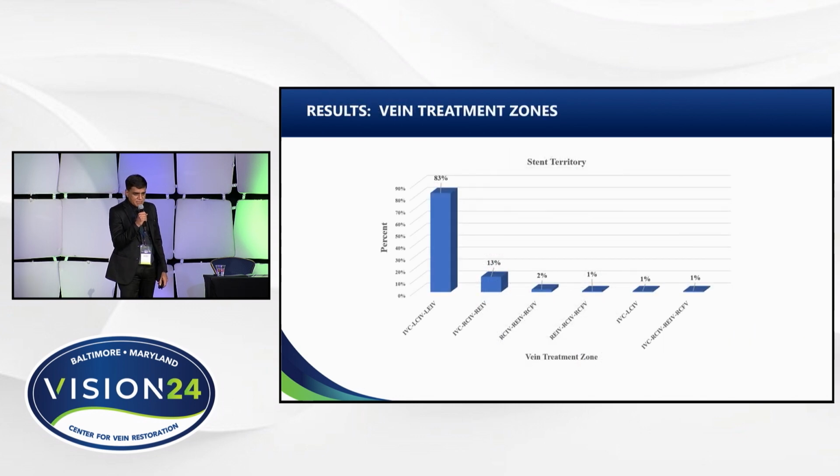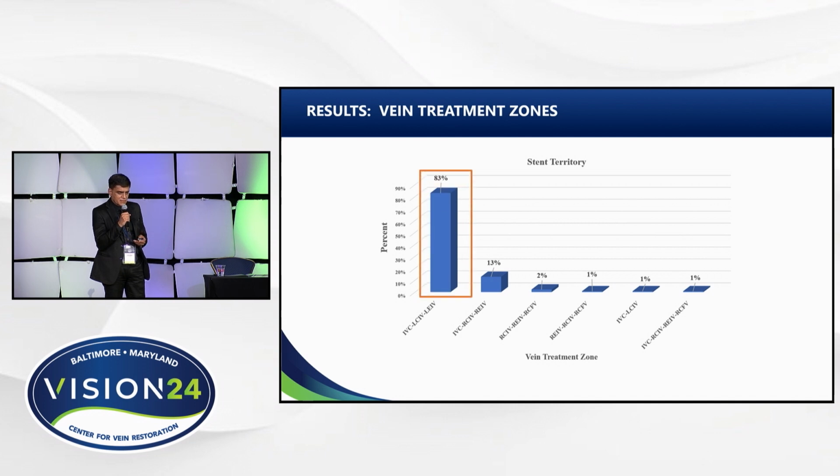So coming to the stent territories, meaning which part of the vein was stented, a majority of these patients underwent stent placement on the left side. The stent extended proximally into the inferior vena cava and distally into the left external iliac vein in 83% of these patients. About 13% of the patients had right-sided stenting, and then the remainder breakdown is given. About 3% had stent extension lower down.